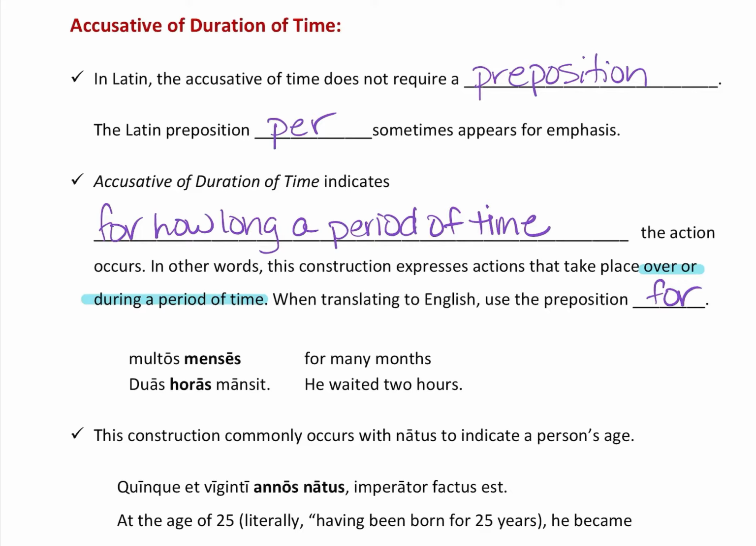So if I said multos menses, here we have the accusative menses, and here we have for many months. And in duas horas mansit, again in the accusative, he waited 2 hours. So you could put he waited for 2 hours. That would make just as much sense. Or you could just say for many months, right? So you don't have to, but very often it helps if you add the preposition for.